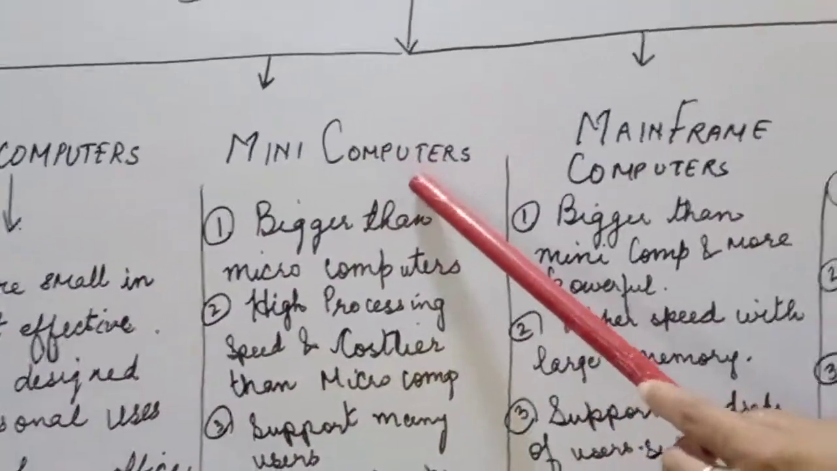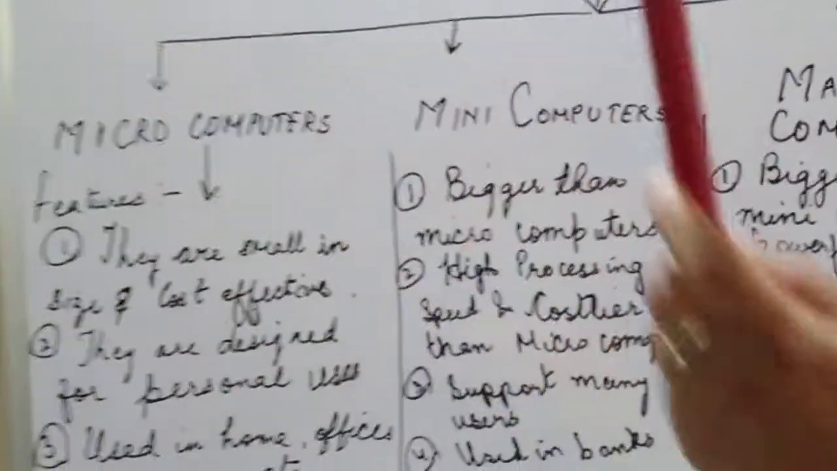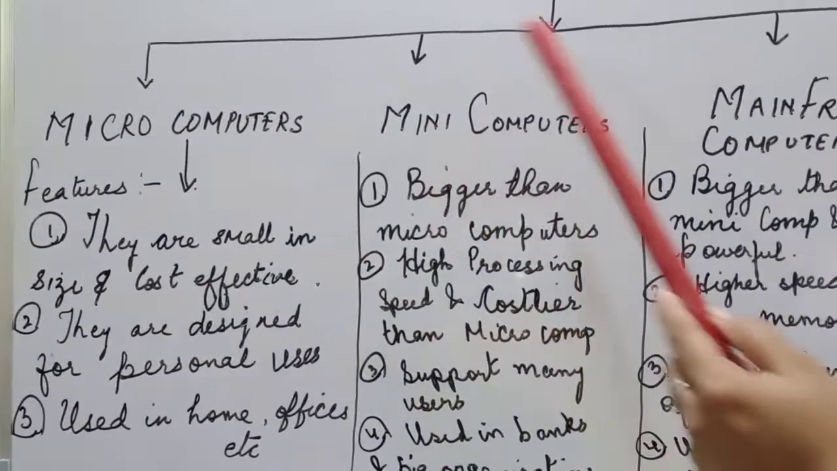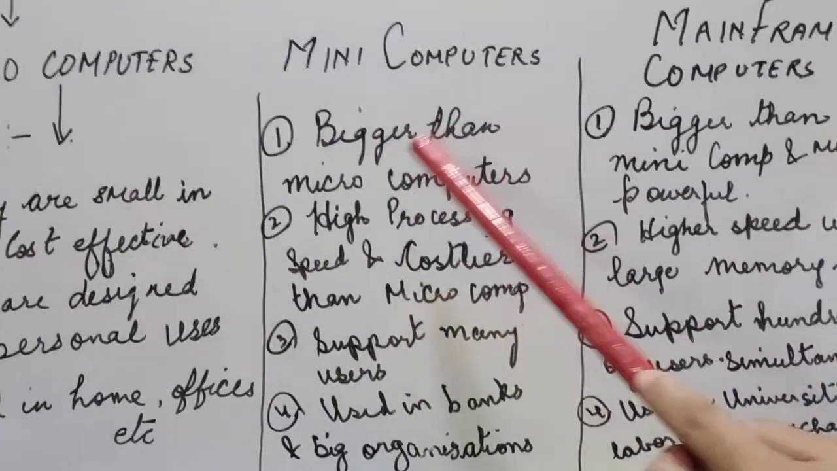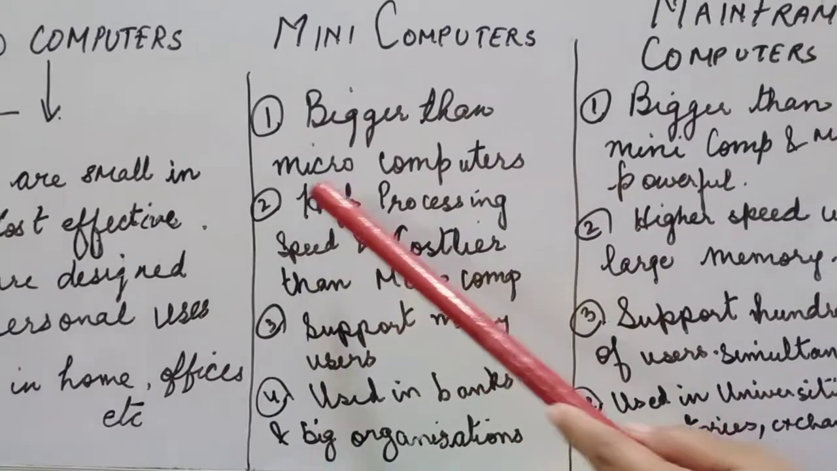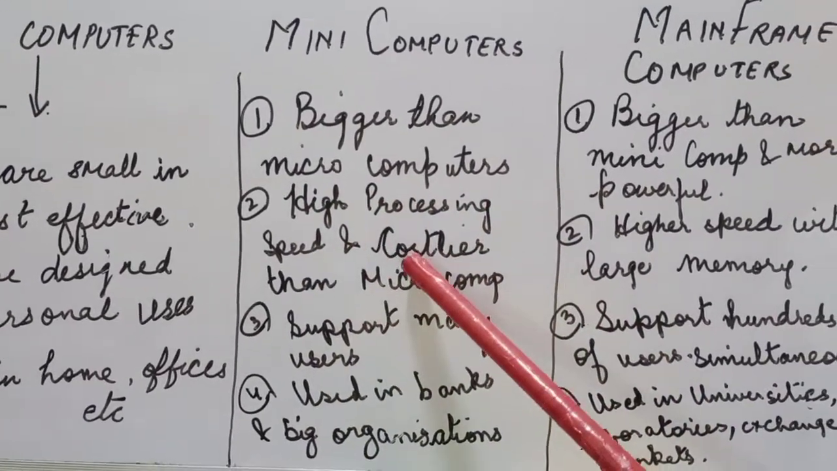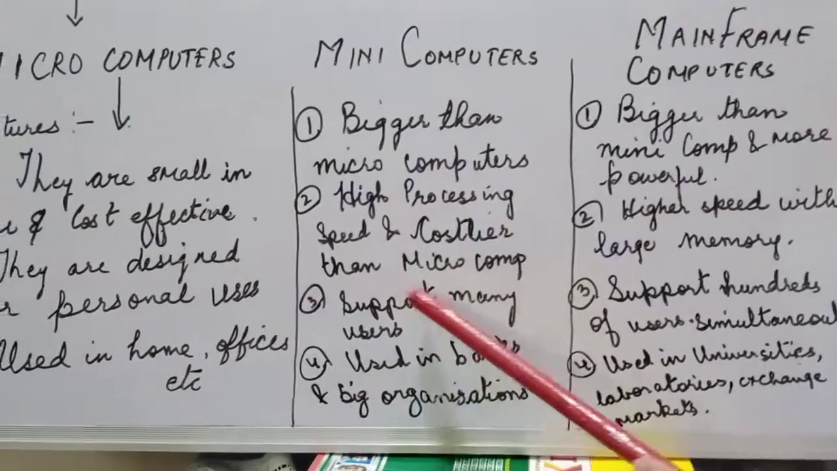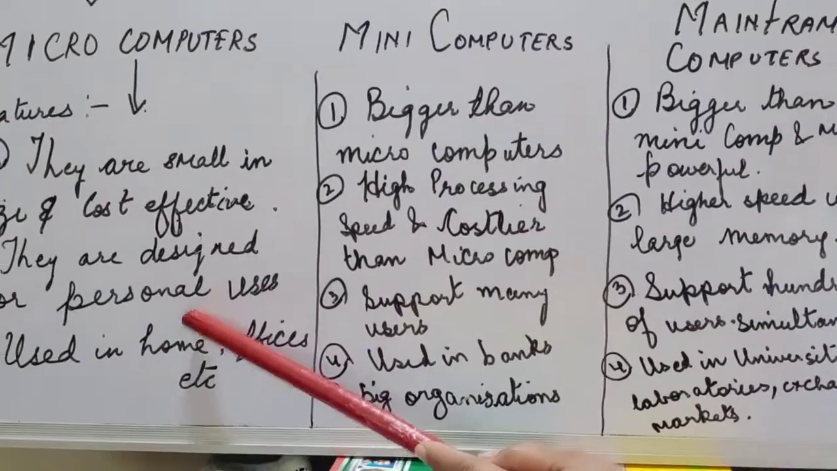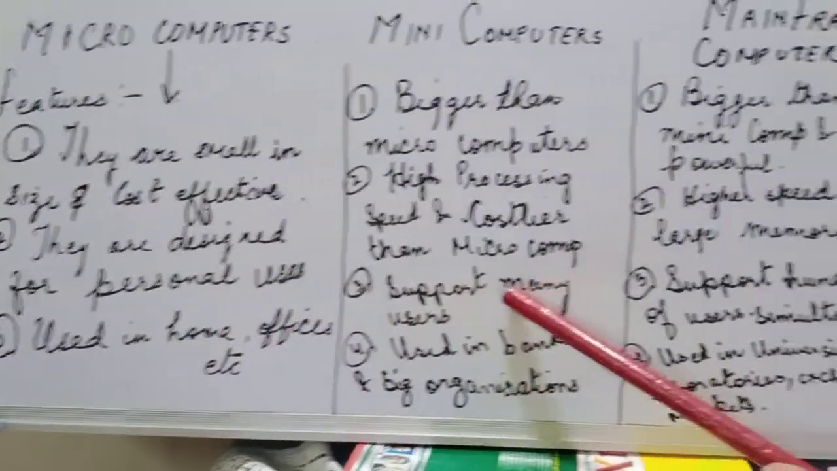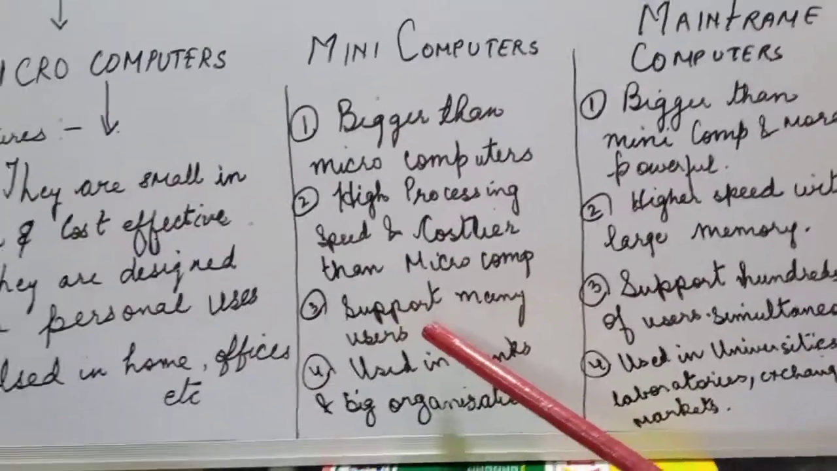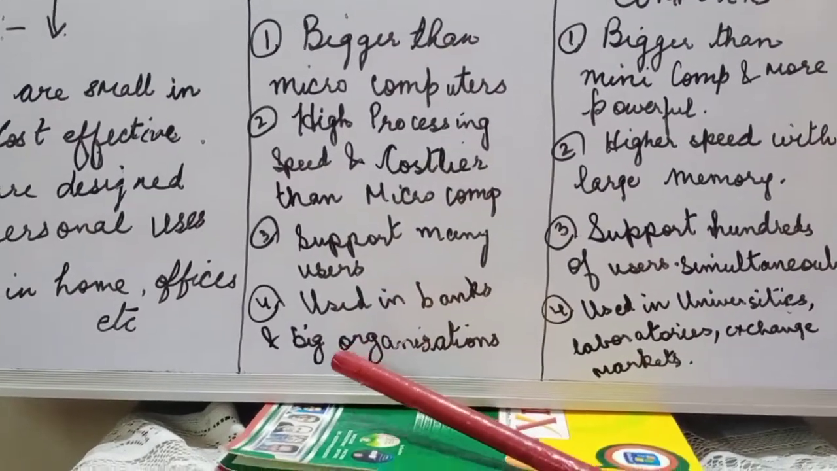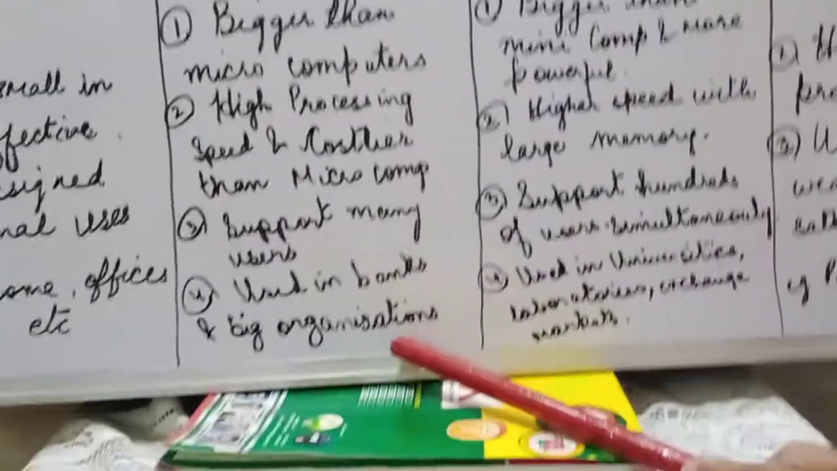So now the second type of computers, the mini computers, we are going to compare with microcomputers. They are a little advanced version. They are bigger than microcomputers. They have high processing speed and they are much costlier than microcomputers. They support many users. Here a single user can use microcomputers, and here many users can use them simultaneously at a time. Generally they are used in banks and hospitals and any other big organizations.